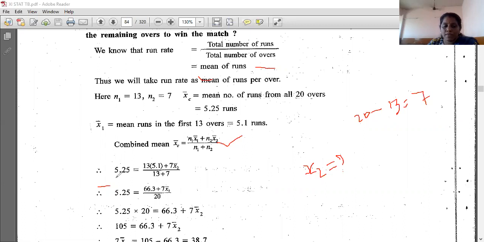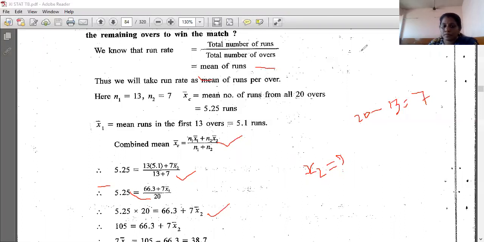So combined mean is 5.25 equal to 13 into 5.1 plus 7 into X bar 2 upon 13 plus 7. So the substitution you have done. First you have to write the formula, then you have to substitute the values, then you have to do the calculation. Now 5.25 equal to 13 into 5.1 is 66.3 plus 7 X bar 2 upon 20. Here they have done cross multiplication. So 5.25 into 20 equal to 66.3 plus 7 X bar 2.